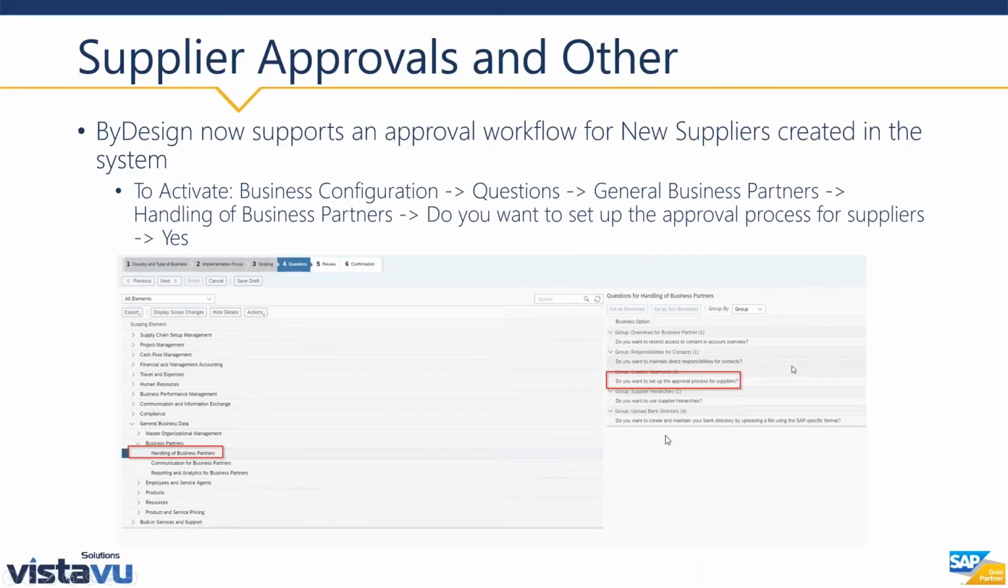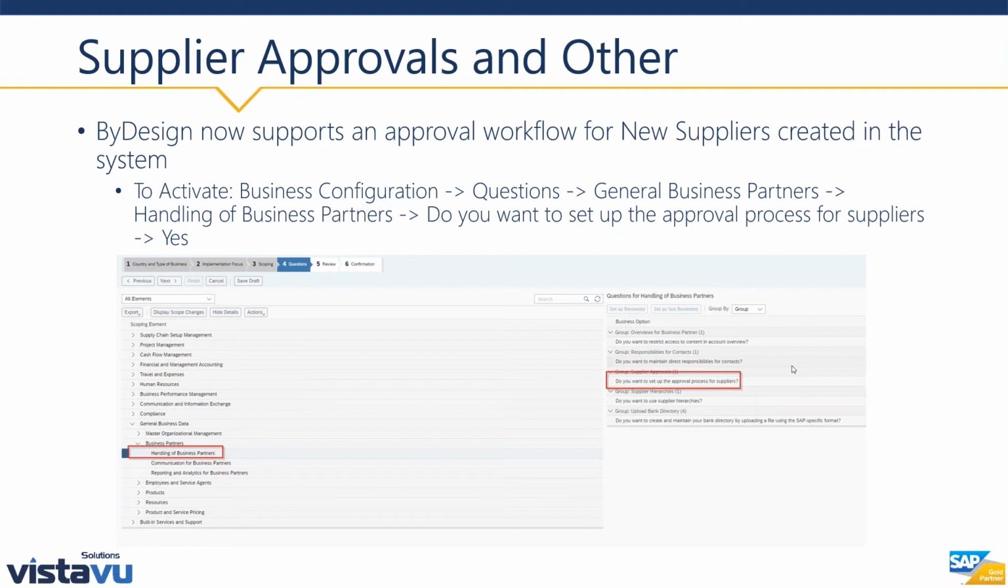ByDesign in 2002 was the first time they released support for an approval workflow for new suppliers that are created in the system. If you want to activate that, you'll go to business configuration and questions. You'll obviously want to scope in business partners. Under the questions for general business partners, there is an option called handling of business partners.